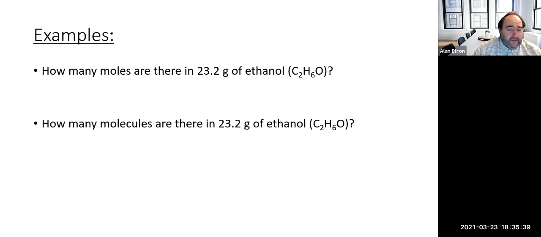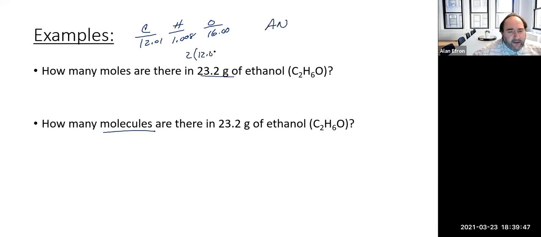There are 2 questions. Basically, there are 2 parts of the same question. We want to know how many moles there are and how many molecules there are of ethanol here. And again, carbon 12.01, hydrogen 1.008, and oxygen 16 from the periodic table. All right, take a moment or two and see what you come up with.